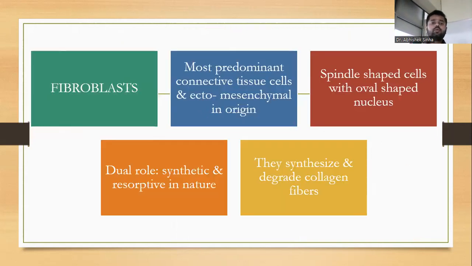Now fibroblasts are the most predominant connective tissue cells, and they are ectomesenchymal in origin. They also have a spindle shape. They are spindle shaped cells. Another spindle shaped cell is the cementoblast. It is also spindle shaped.